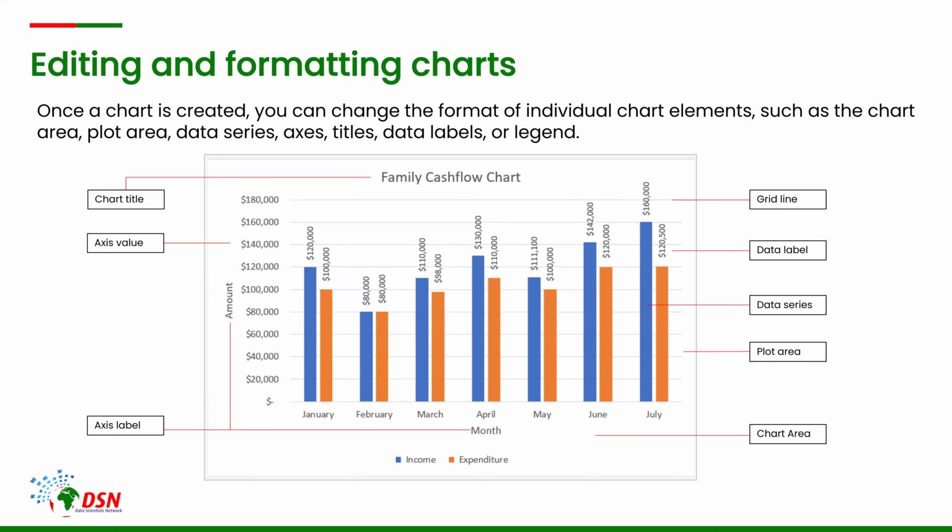Then we have the plot area. The plot area is that area that contains your chart minus the chart title and the legend. The part that contains the chart is called the plot area, but the whole graph altogether is called the chart area. So you see those two things that are down, the income and the expenditure, we call them legend. They are the ones that tell us more about the data.